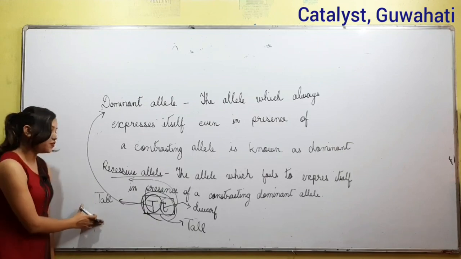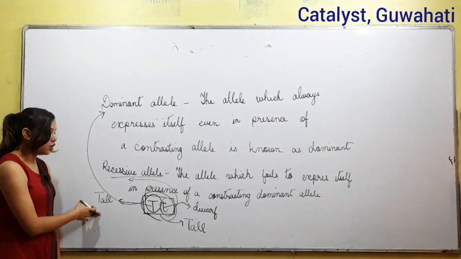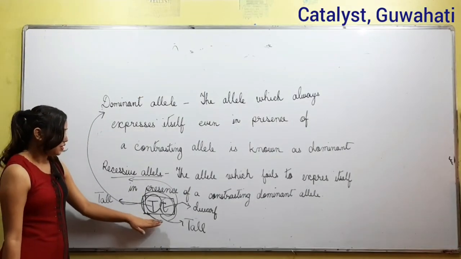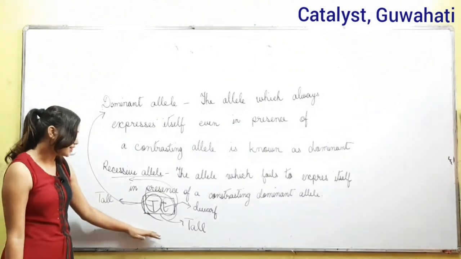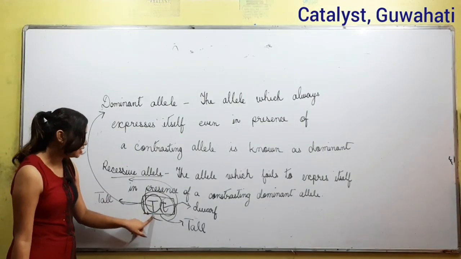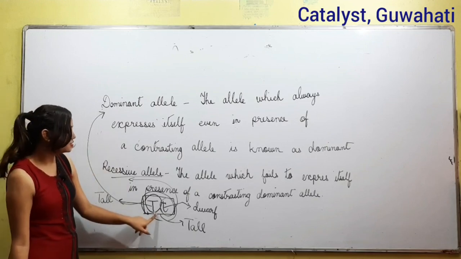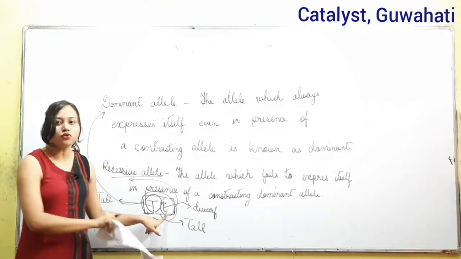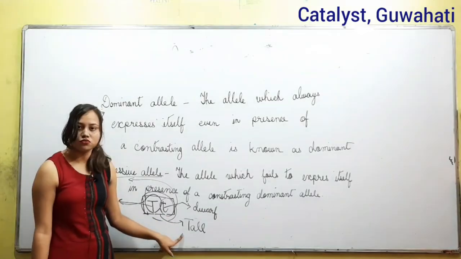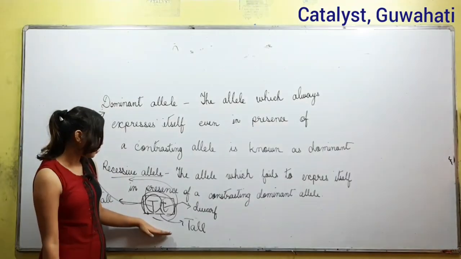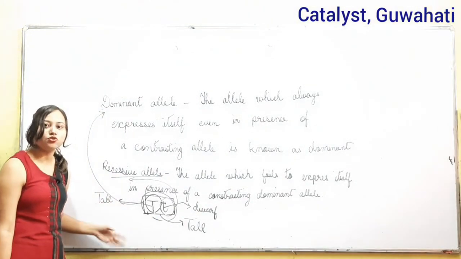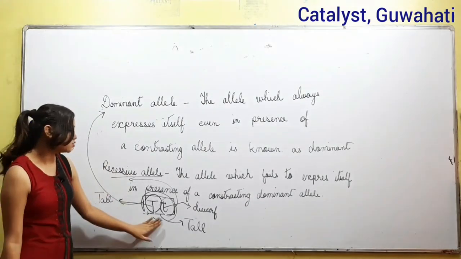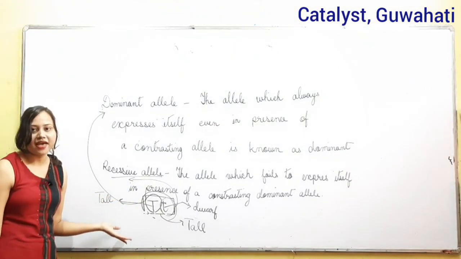So suppose we have capital T for tall and small t for dwarf. When they are together, the expression will be tall. So we can say capital T is the dominant allele since it is suppressing small t. Because the dwarf character does not appear here, we got tall. The tall trait is expressed, the dwarf trait is not expressed. It stays hidden. So we say capital T is the dominant allele and small t is the recessive allele. Okay.